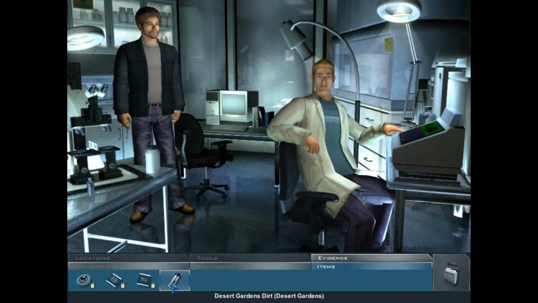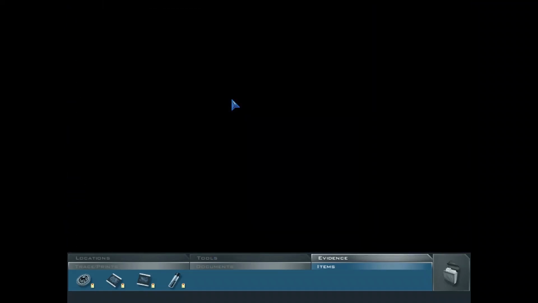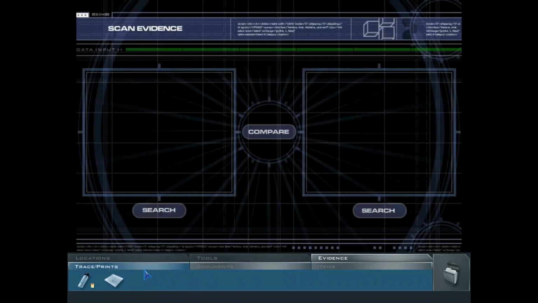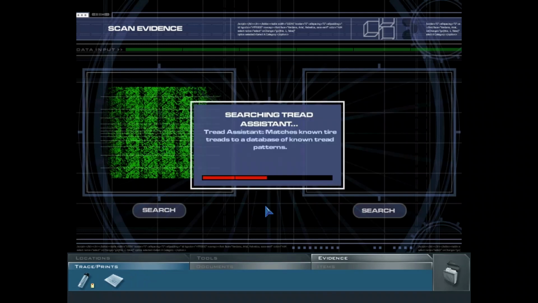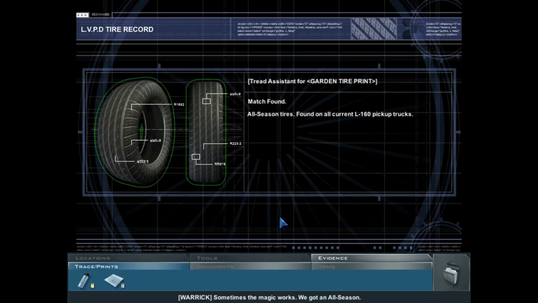Yes? What we have here, children, is soil. Perfect for our prickly pal, the cactus plant. Now prepare to adore me even more than you already do, for I have matched the sample from the garden to the dirt on the vic's pants. Sometimes the magic works. We got an all-season, standard or the current L160 pickups, which means we've narrowed things down to the few hundred around the state.